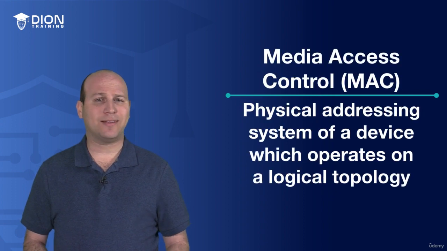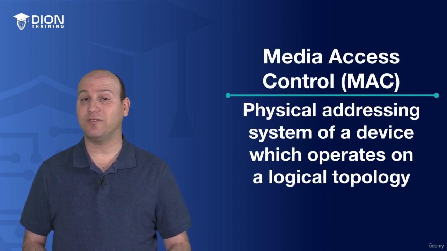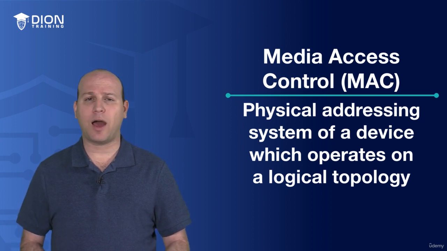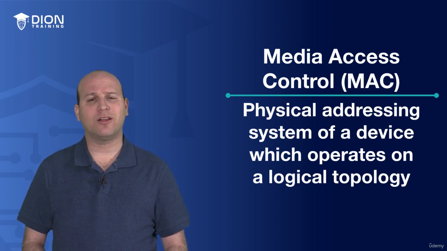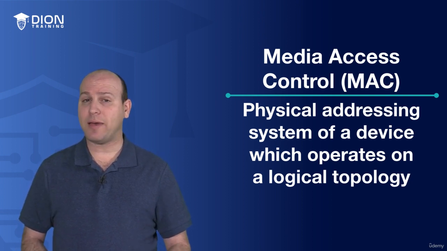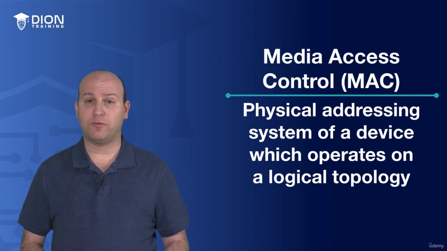Now, a MAC address is a media access control address, which is a means for identifying a device physically and allowing it to operate on a logical topology. So when we started talking about physical topologies in the last lesson and the last layer, we dealt with things physically, but now we have to deal with things on a logical level. These MAC addresses are incredibly important for dealing with switches and other Layer 2 devices.